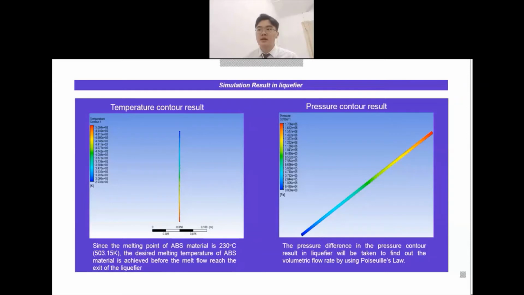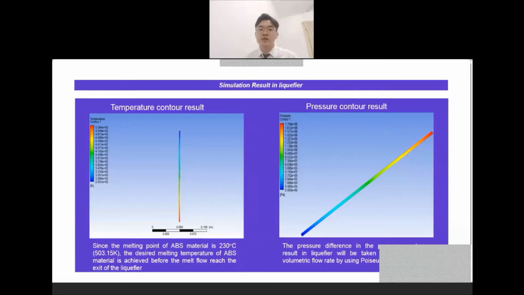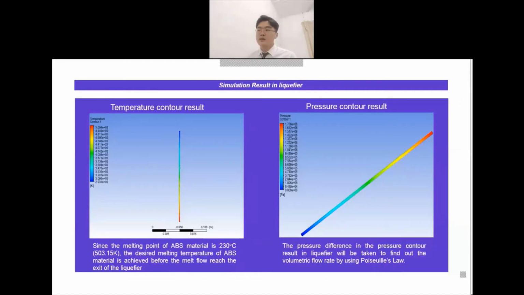508.4 Kelvin, and since the melting temperature of ABS is 230 degrees Celsius, which is 503.15 Kelvin, the desired melting temperature of ABS material is achieved before the melt flow reaches the axis of the liquefier. So based on the simulations, there is sufficient space for the material to melt evenly and completely in the nozzles at the optimum extrusion temperature.